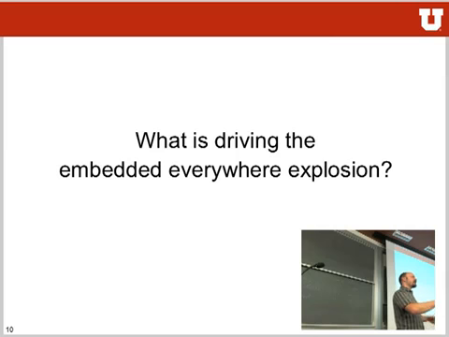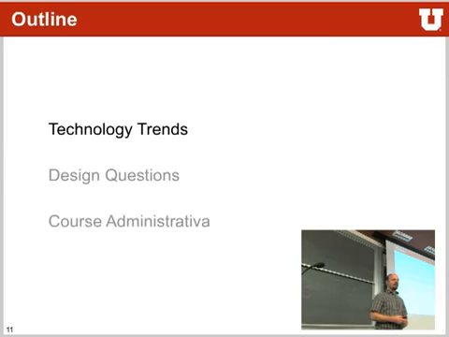So I guess we can sum all of this up in technology trends, right? Stuff gets faster, smaller, easier to use. Technology is advancing, and that's where all this embedded everywhere comes from.